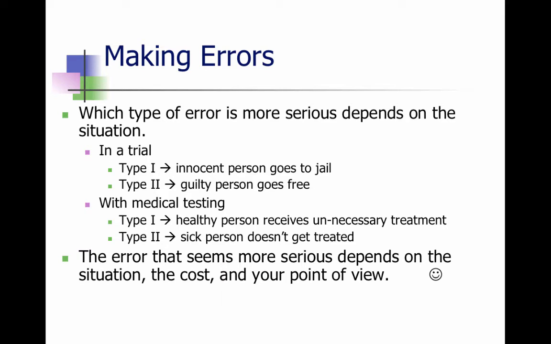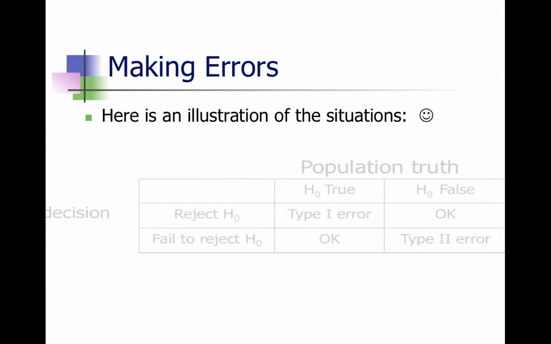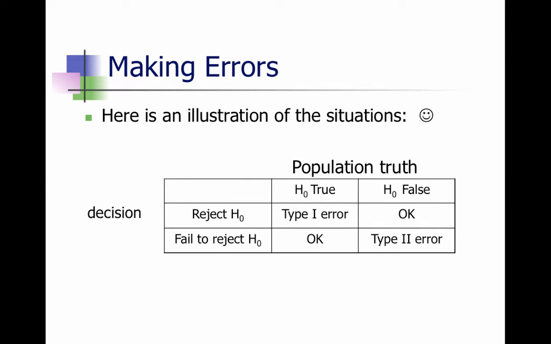The error that seems more serious, again, depends on the situation, it depends on the cost, and it depends on your point of view. So here's an illustration of the situations. So this is the decision over here. You either reject your null hypothesis or we fail to reject our null hypothesis. And then up here we have the population truth. So this is what is actually true.